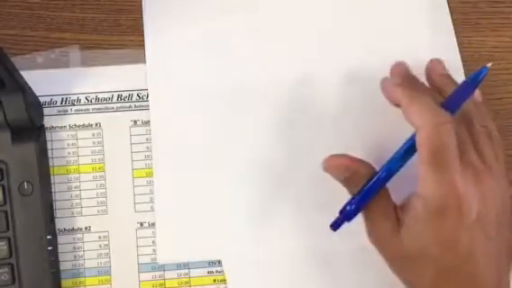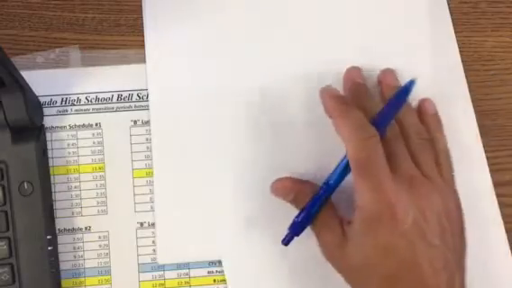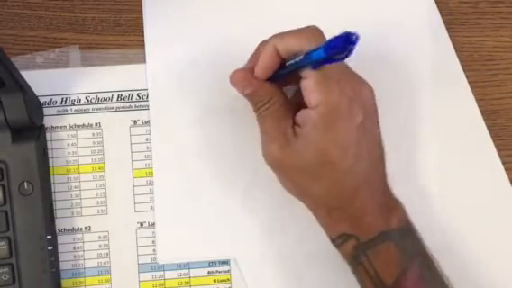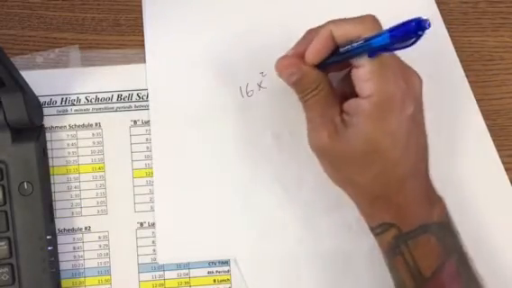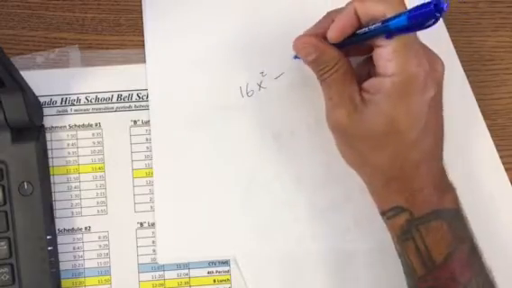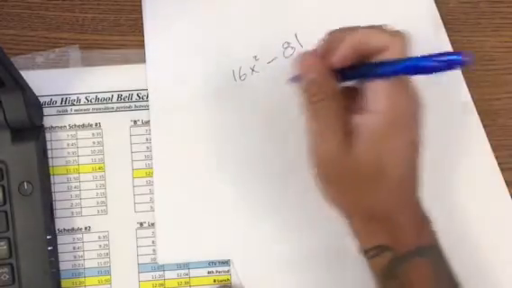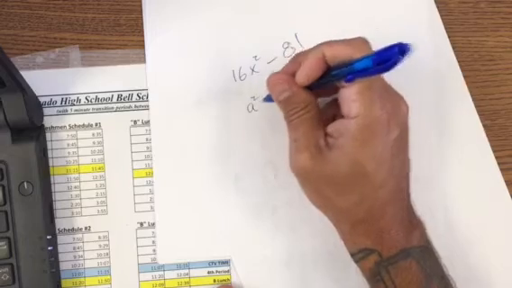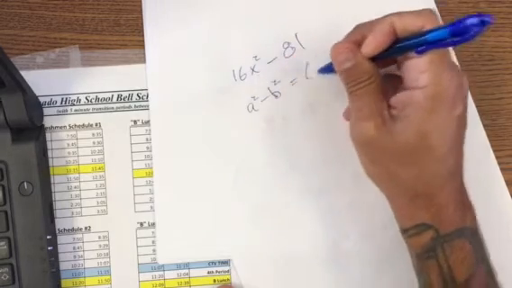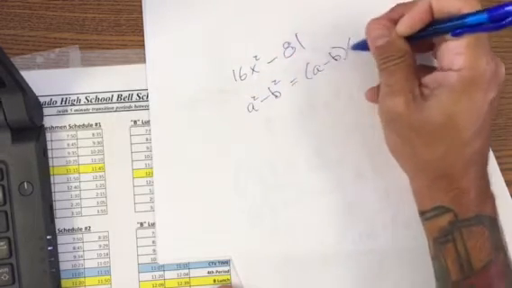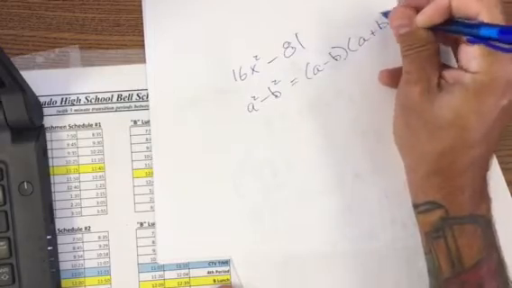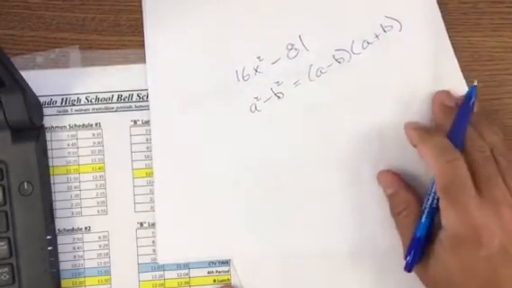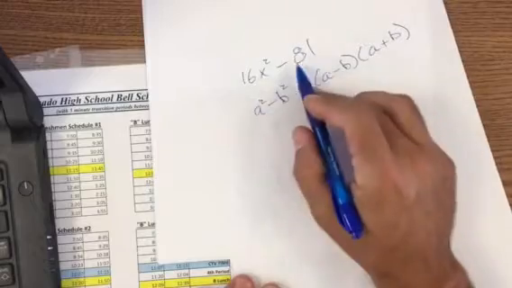Okay? Factoring. If I have something that has perfect squares on it, I know that this is following the rule of a squared minus b squared equals a minus b times a plus b. Oh, is that on the video? Yeah, that's on the screen. Okay, so this is following that same rule.